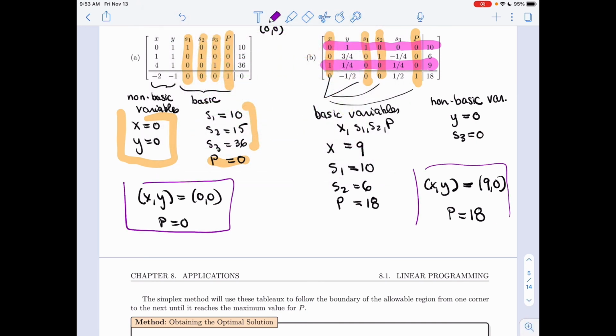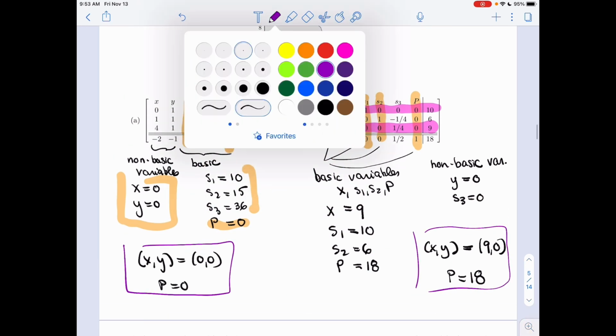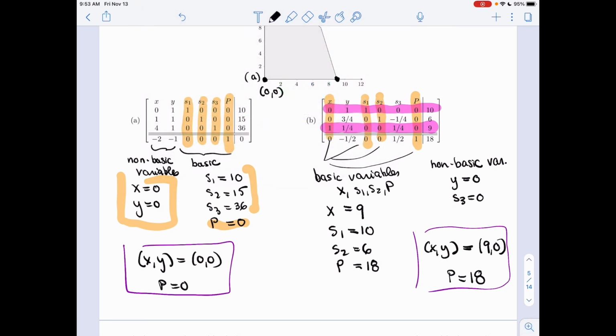Right, so let's place that in our sketch. So this is what I got at B. I got (9, 0). All right, and both are corners of our region.